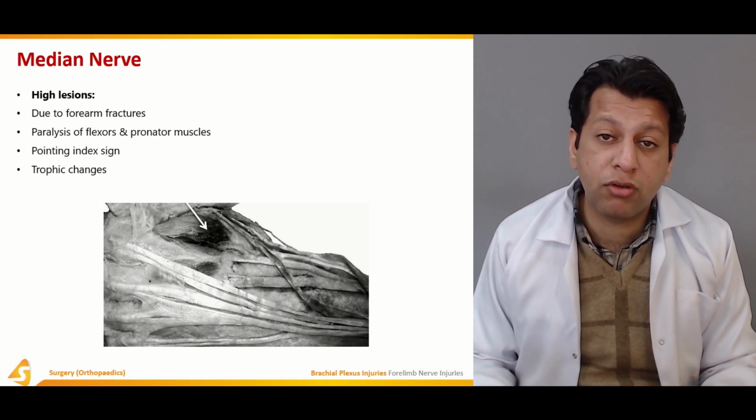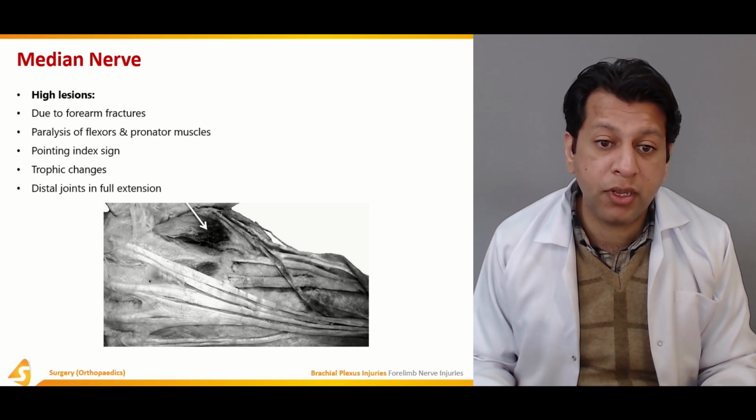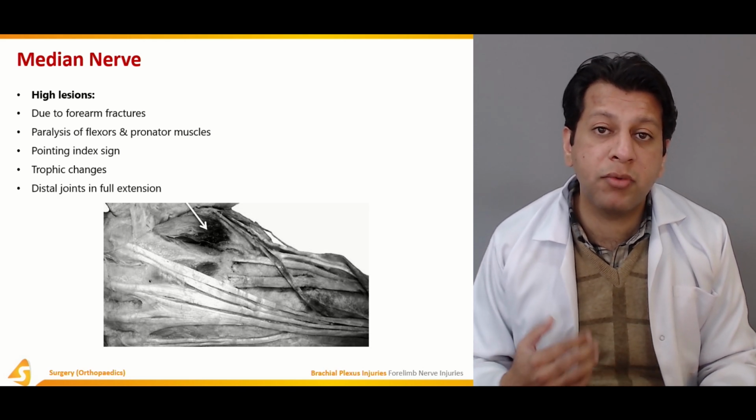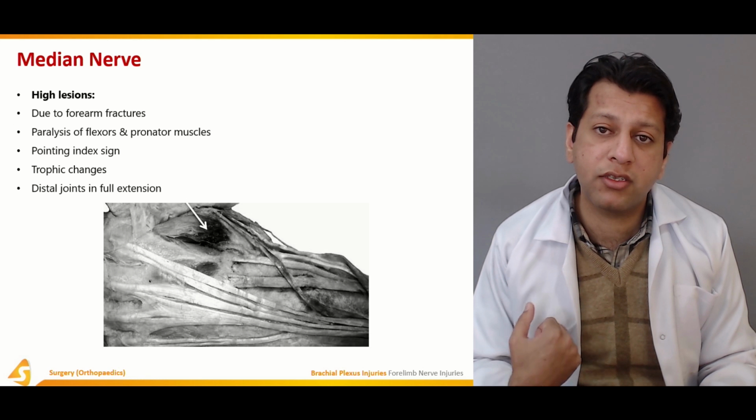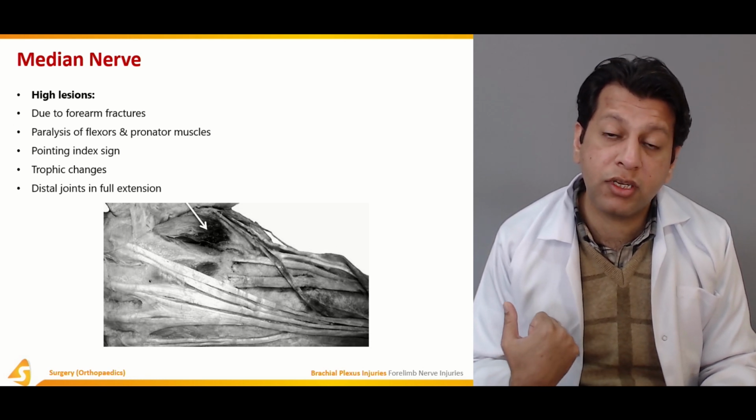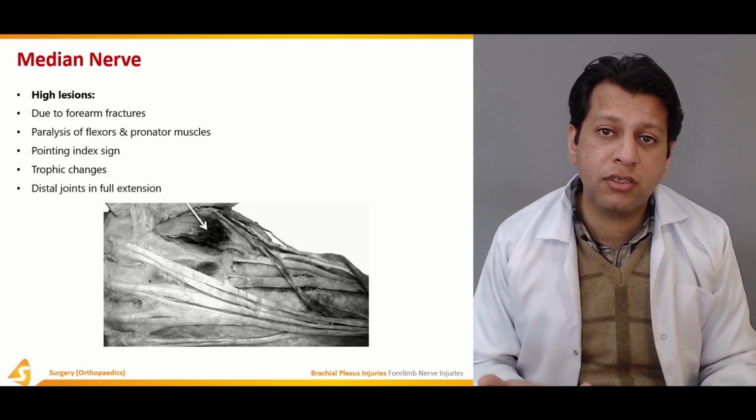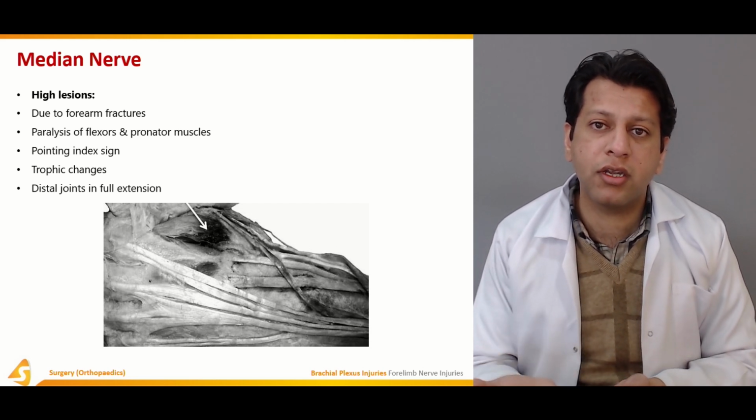There may be associated trophic changes in the forearm and arm as well, and the distal joints may be in full extension because the flexion muscles are paralyzed. Therefore, flexion at the wrist joint cannot occur, and the extensors at the wrist and elbow are keeping it in extension.